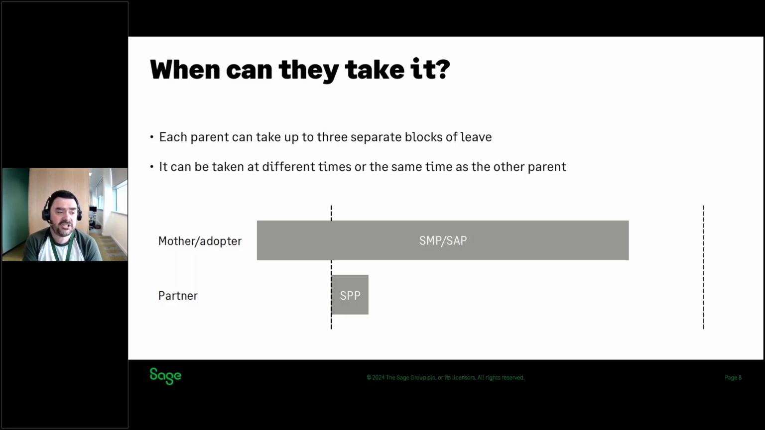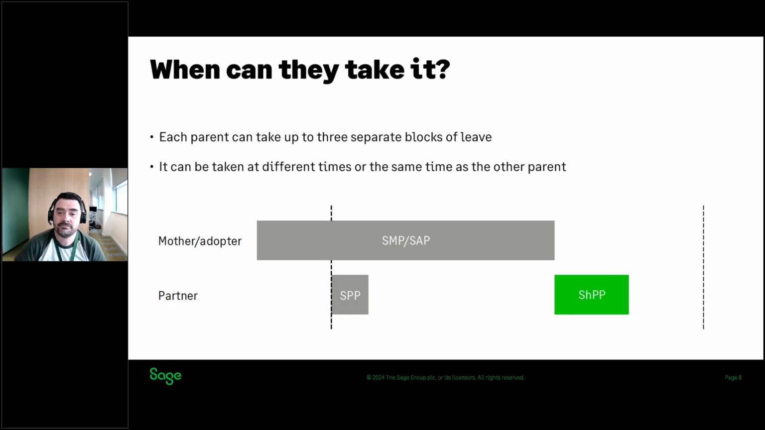Now, if the mother or main adopter decides to end their maternity or adoption early, the partner is then able to take some of the remaining weeks of leave and pay. So one thing they might choose to do, and this works in the same way as additional statutory paternity pay used to, is that the partner might take over immediately after the mother or adopter returns to work. So whatever number of weeks was remaining, they would take continuously from that date.